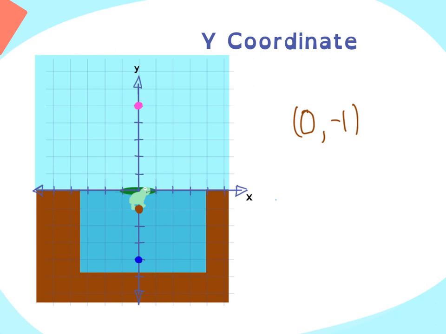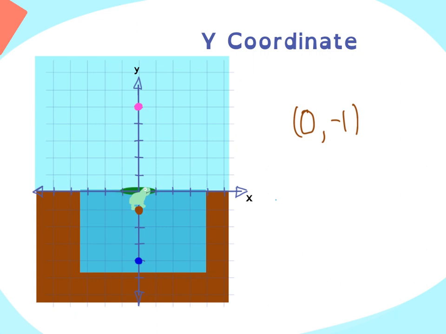Now, let's look at the pink dot. So, our little frog is going to start off at 0, 0 on his little lily pad, and he's going to move up 1, 2, 3, 4, 5 to get to the pink dot. Notice we started at the lily pad at 0, 0 and not at the brown dot. That is very important.